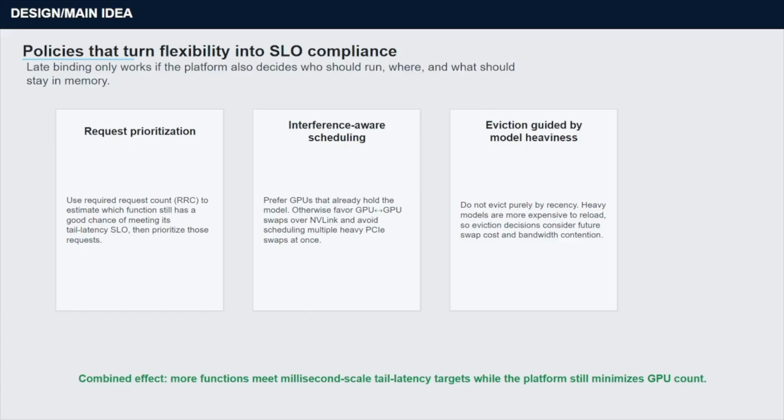Next, inference-aware scheduling. It prefers the GPUs that already hold the model. Otherwise, it favors the GPU that swaps over NVLink and avoids scheduling multiple heavy swaps at once. Next, eviction guided by model heaviness. It does not evict purely by recency. It also looks at heavy models that are more expensive to reload, so eviction decisions consider future swap cost and bandwidth contention. The combined effect is more functions meet millisecond-scale tail latency targets while the platform still minimizes GPU count.